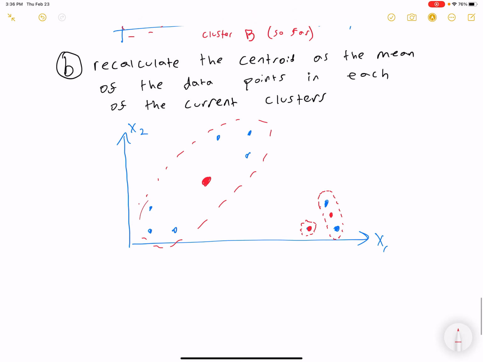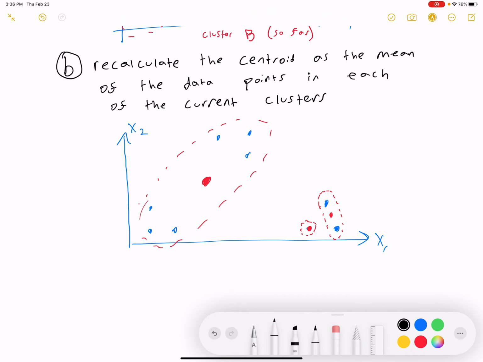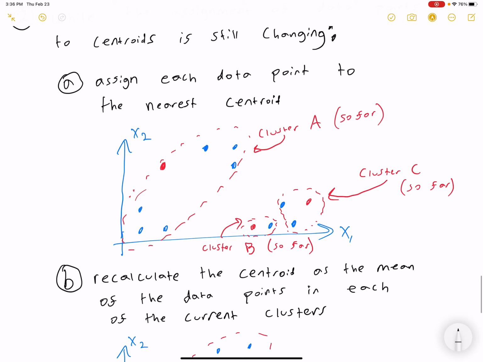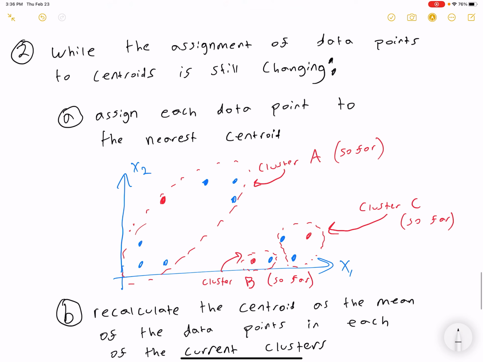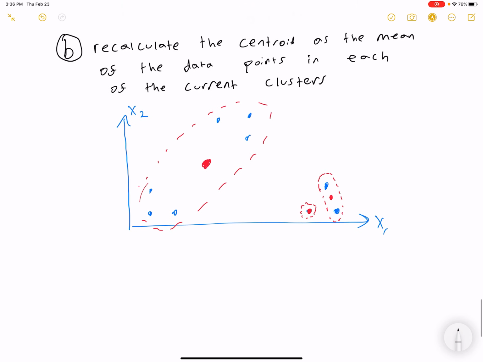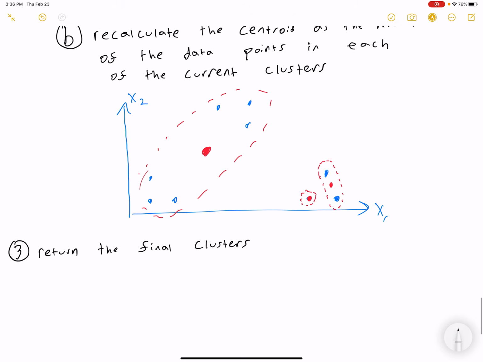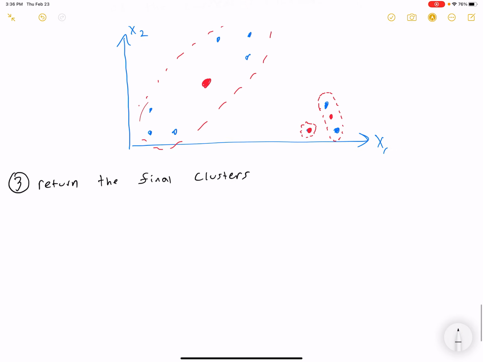Yeah, good question. And so after doing that, this two-step process: assign each data point to the nearest centroid, then recalculate the mean of the centroid, then reassign the data points to the new centroid, recalculate the mean, iterate, iterate, iterate. Then finally, we return the final clusters. So it's this two-step process, which has an important note, which I just said.